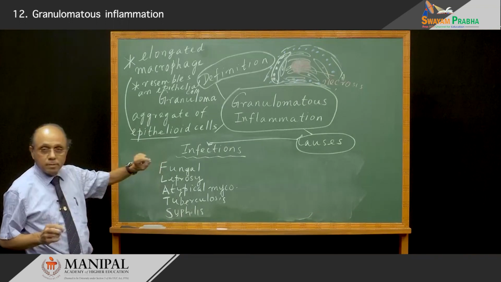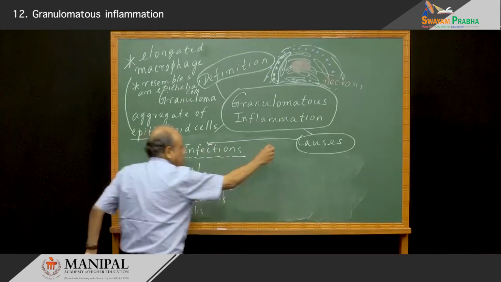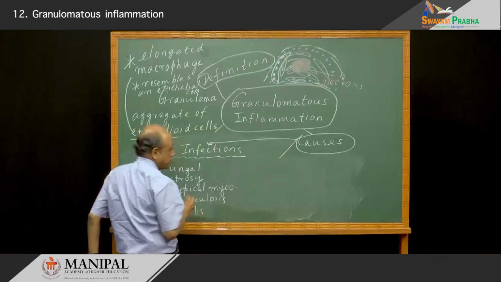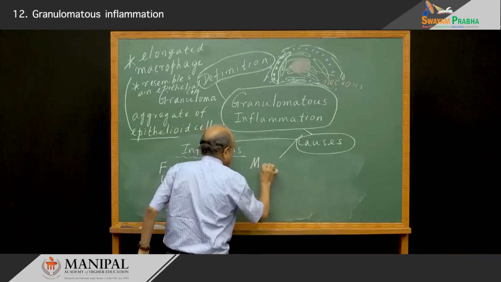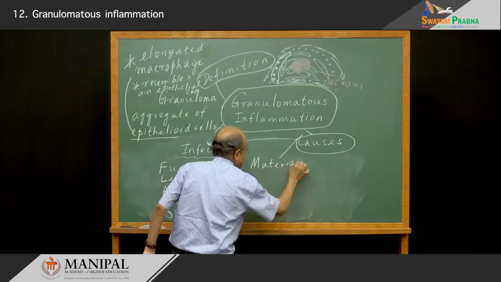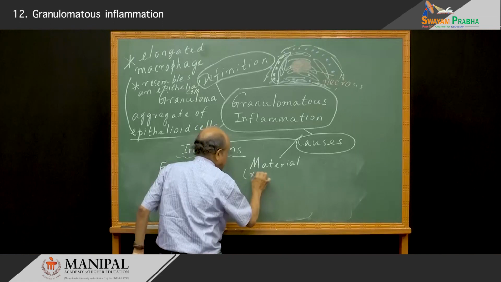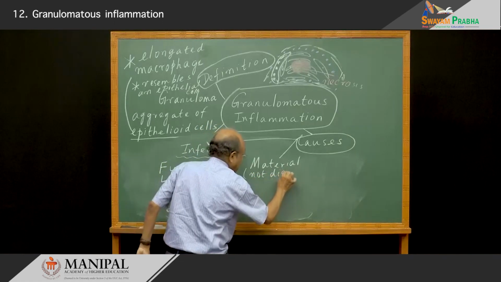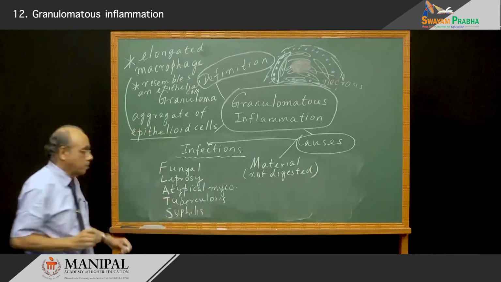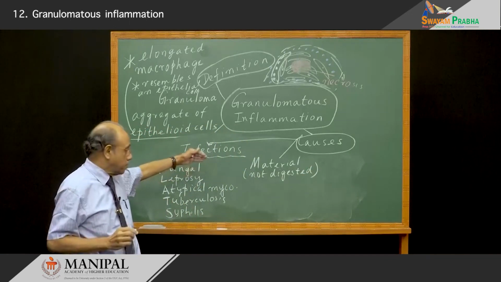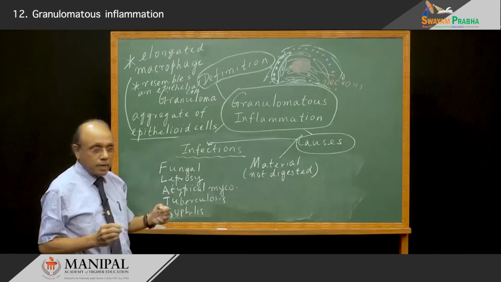The second cause for granuloma is material which is not digested, not digested or phagocytosed. Material which is not easily phagocytosed is a cause of granuloma.